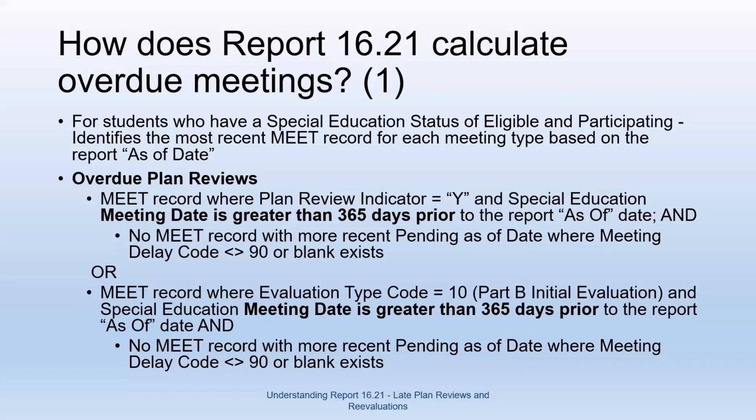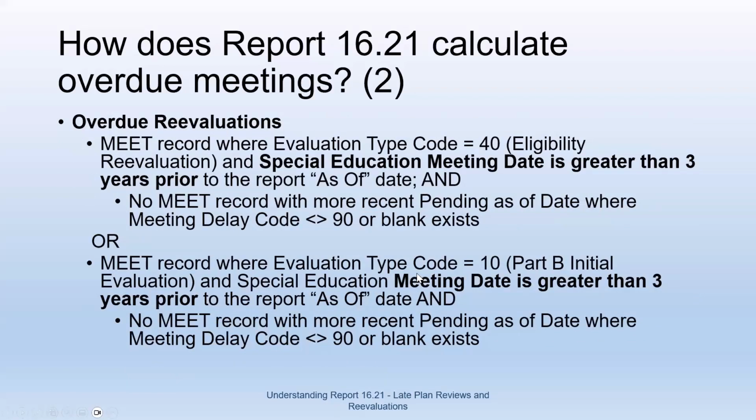Another criterion for that is where you had an initial evaluation. So the student was initially evaluated, that's the most recent meeting in there, and the meeting date is greater than 365 days prior to the report as of date. So if the only record in there is an initial and there hasn't been a subsequent plan review, and there's no pending record telling us there's a justifiable meeting delay, then that meeting is considered overdue.